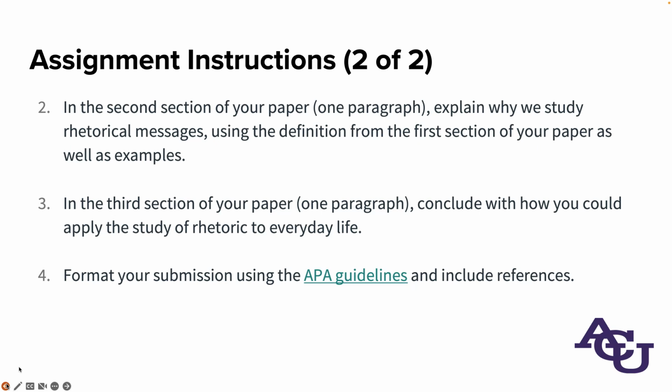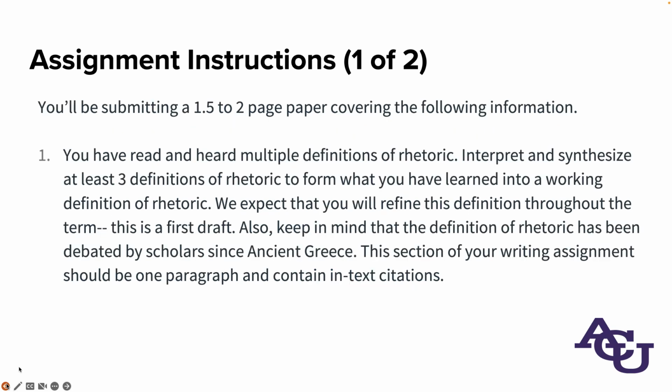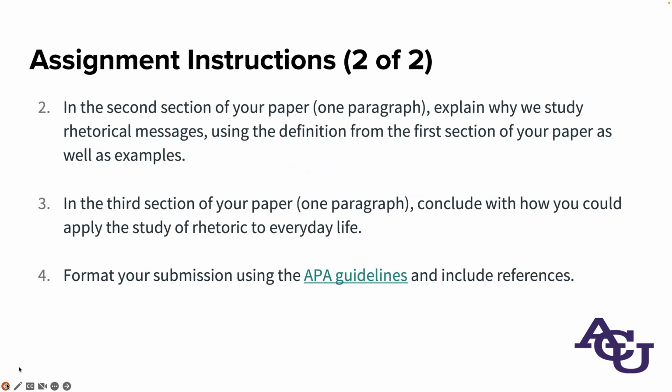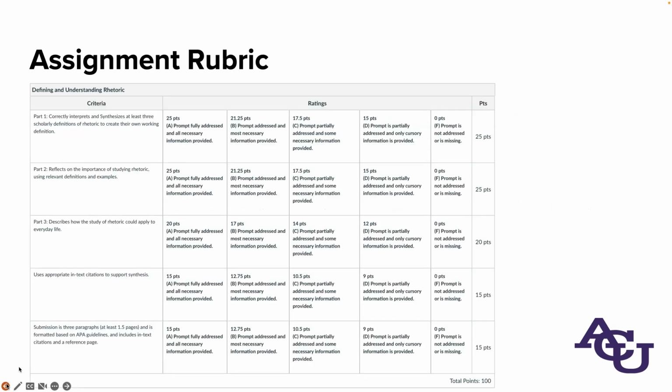In the third section of your paper, also one paragraph, conclude with how you could apply the study of rhetoric to everyday life. So you may or may not have citations in that, but absolutely in number 1, you're going to be giving citations for at least 3 different things, and in number 2, you're probably going to be buttressing your argument by referring to some arguments that other people have made about why this is useful, why this should be part of people's education.